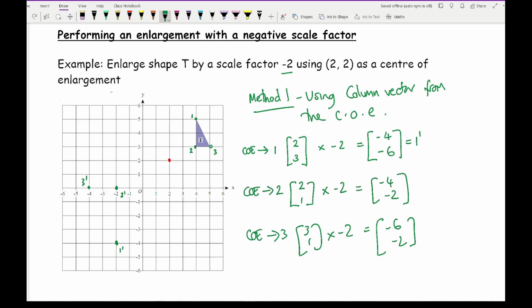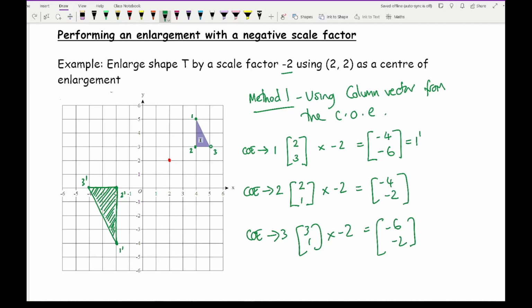And then all I need to do is, with a ruler, which I'm not going to use, join those points up. As you can see, this has now been flipped both horizontally and vertically, so the orientation is absolutely spot on, and the sides have also increased by a scale factor of 2.